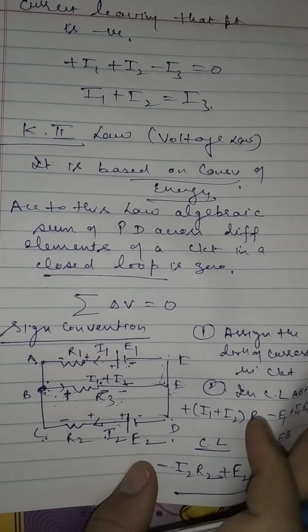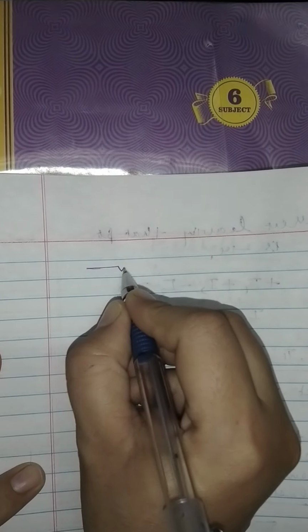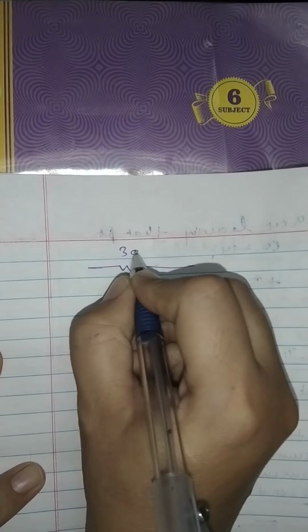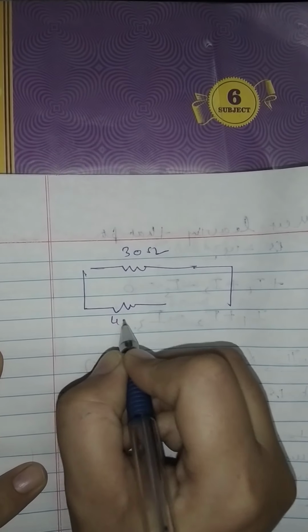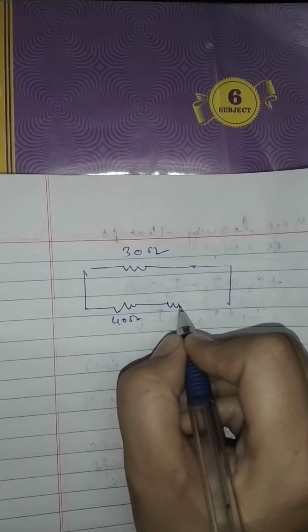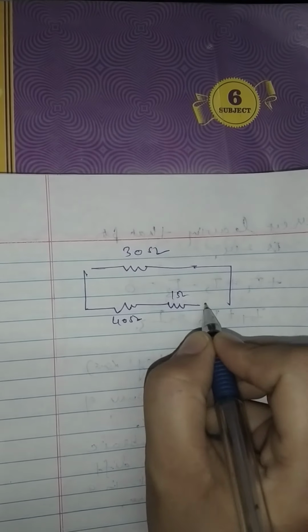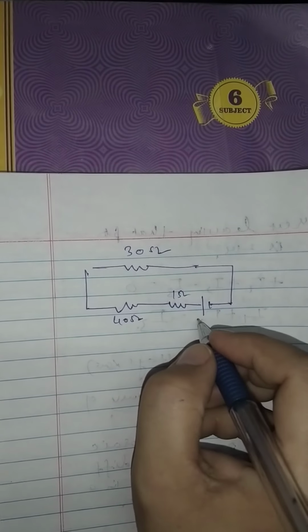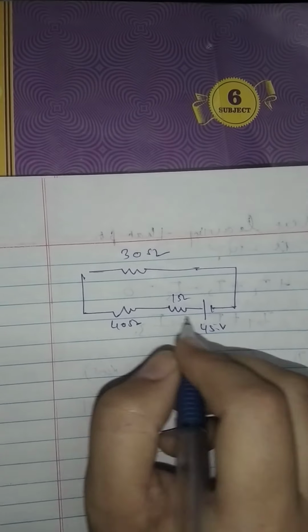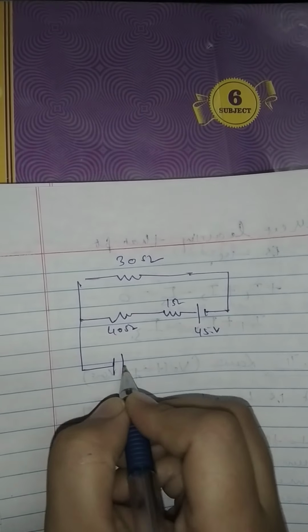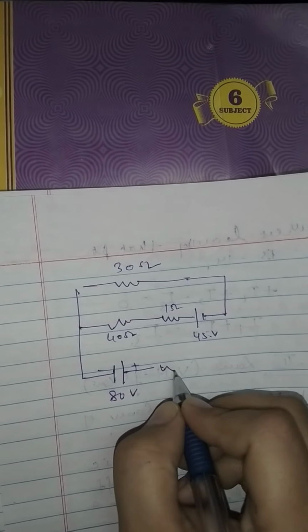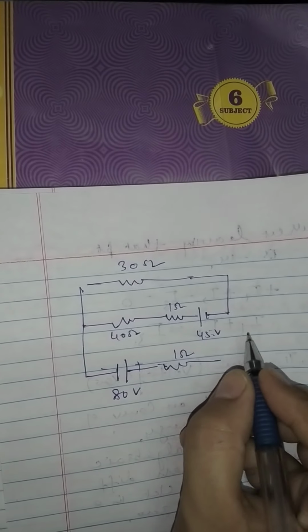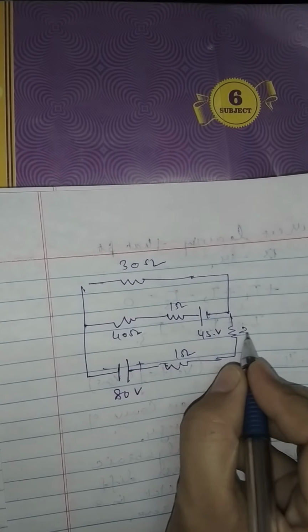Right, now I'm discussing one NCERT exam question. In this question, this is a 30 ohm resistance, this one is 40 ohm, this one is 1 ohm. It is connected to a 45 volt supply. Then it is connected here, negative, positive, 80 volt. Then it is 1 ohm, and here it is 20 ohm, right?